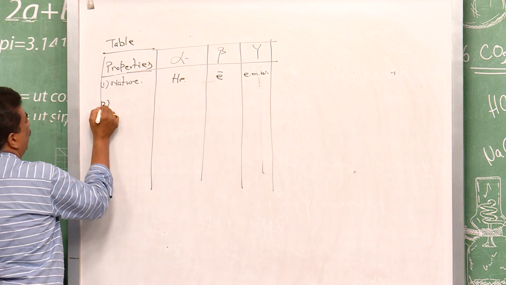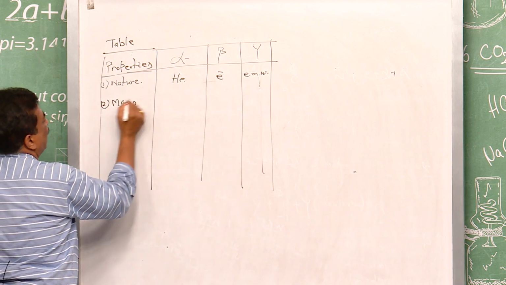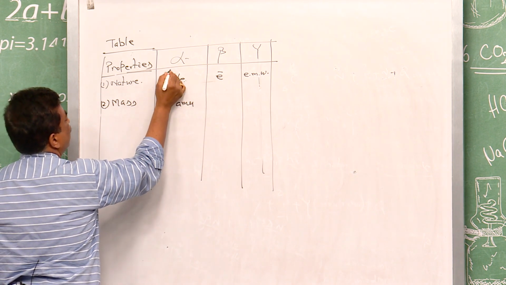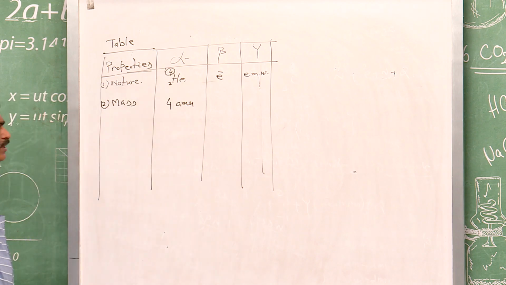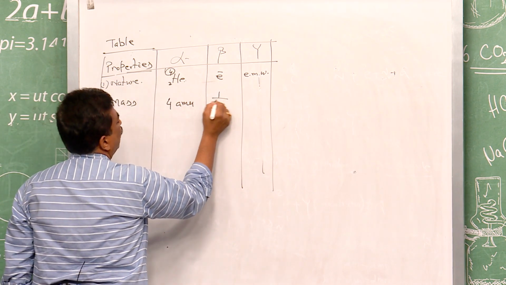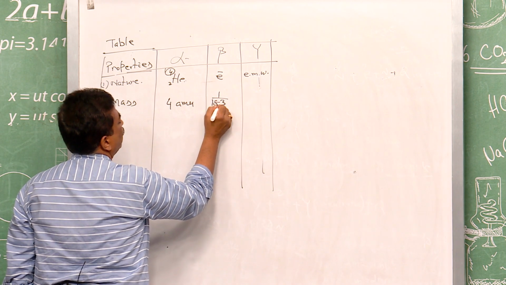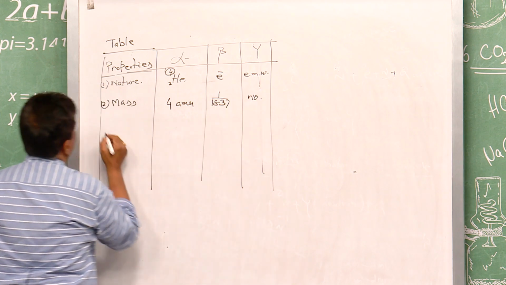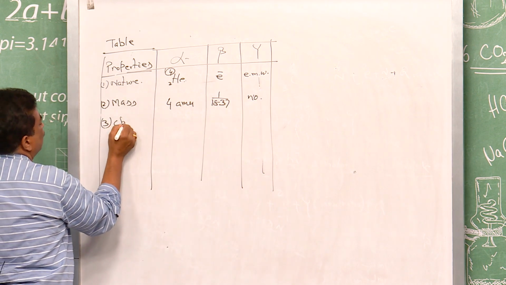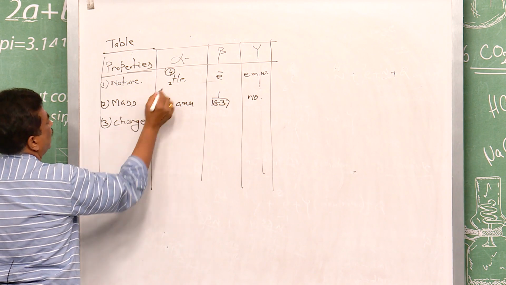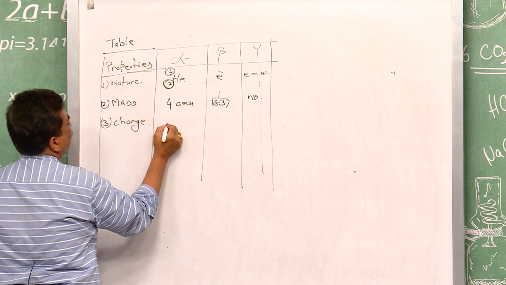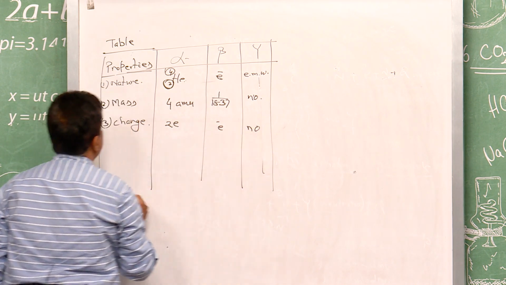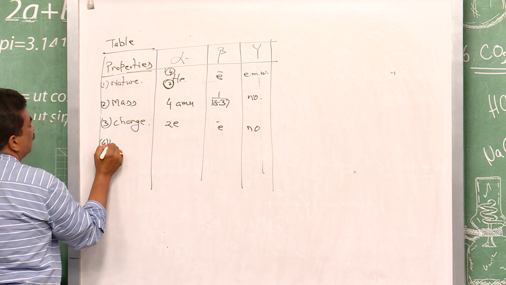The second one is the mass. The mass of helium, He-2-4, is 4 AMU. Beta is 1/1837 AMU, and gamma has no mass. Then third, the charge. The charge of alpha is 2e, that of beta is e, and gamma has no charge.